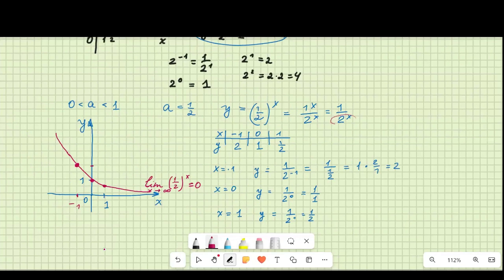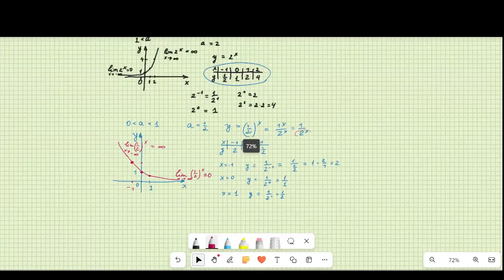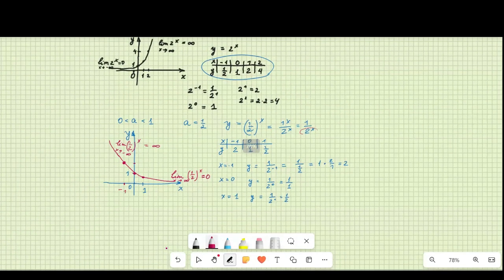And on this side, we see that when we raise to negative powers, we are actually going to have the numerator in positive powers, which is going to produce a larger number. So the limit on this side of 1/2 to the power of x is going to be equal to infinity. You see that the limits are kind of opposite for these two cases of A, right? Kind of complementary to each other, and the graphs are complementary.